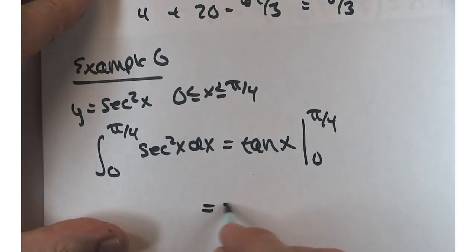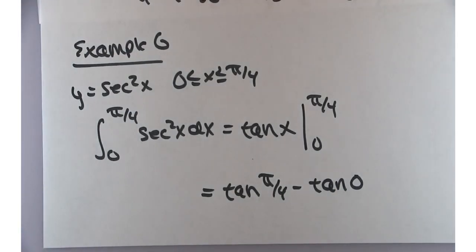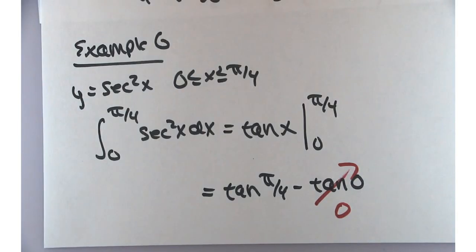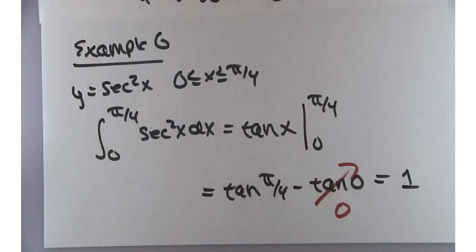So tangent of pi over 4 minus tangent of 0. Tangent of 0 is just 0. Does anyone remember what the tangent of pi over 4 is? 1. So, wow. That was easy. Yes. Nice. All right. All set for right now.